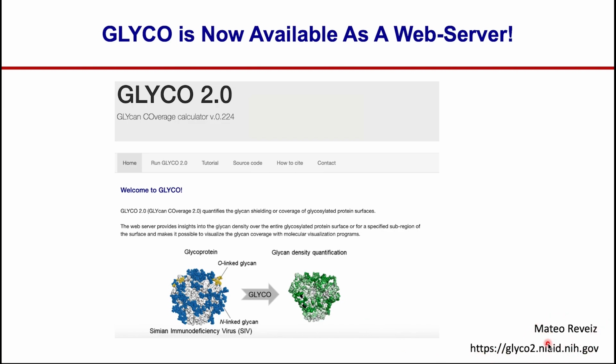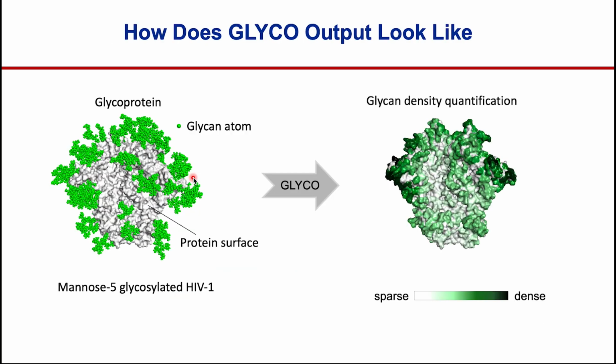And Matteo, who is another first author, did most of the work of server development. So if anyone wants to run GLYCO without doing all the code or programming, then you can simply go to this web server, click the tab Run GLYCO 2.0, and input your glycosylated glycoprotein. So now I finished all the algorithm and the idea of the GLYCO program.